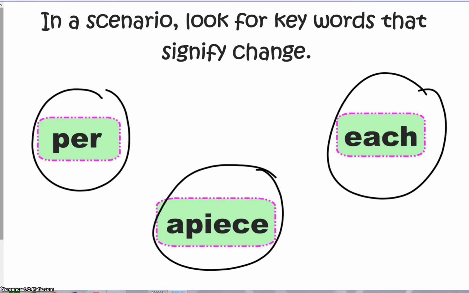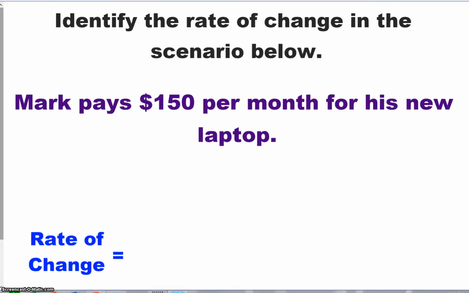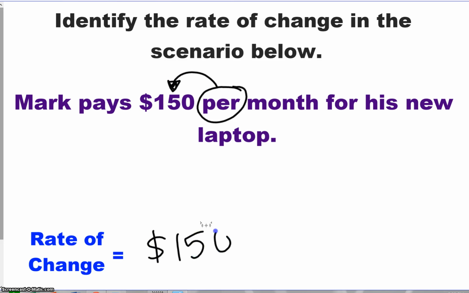Make sure you're writing these sentences on the foldable where they go. Identify the rate of change in the scenario below. Mark pays $150 per month for his new laptop. And I'm going to repeat what I told you before. I said always circle your key word that tells you what is important in your scenario. So the per, that is talking about the 150. So what is our rate of change? If you said 150, you would have been correct. Your rate of change for this example is 150.